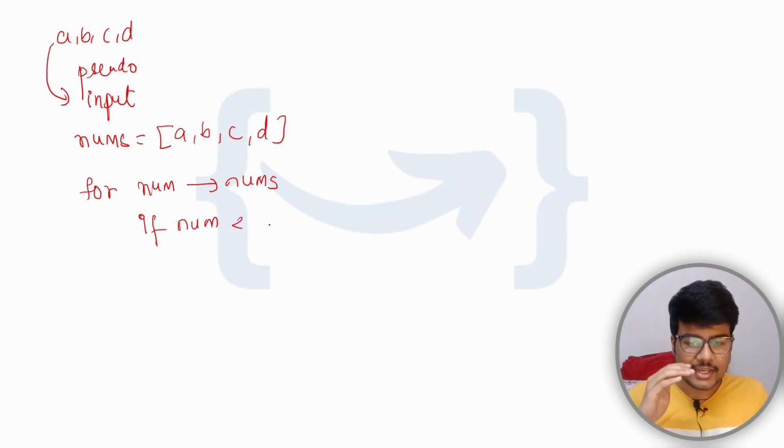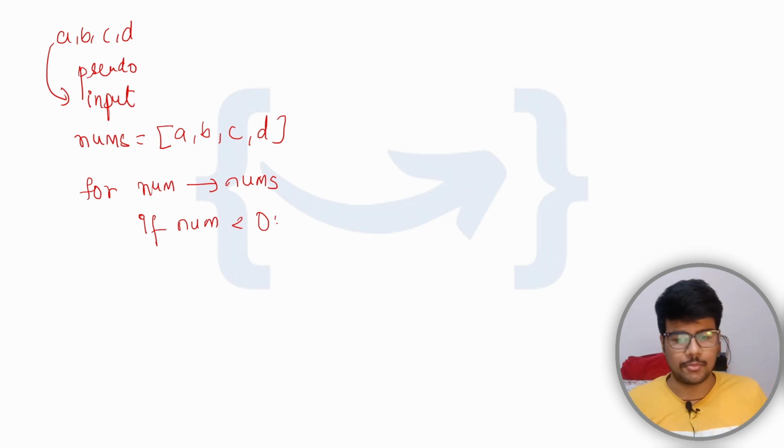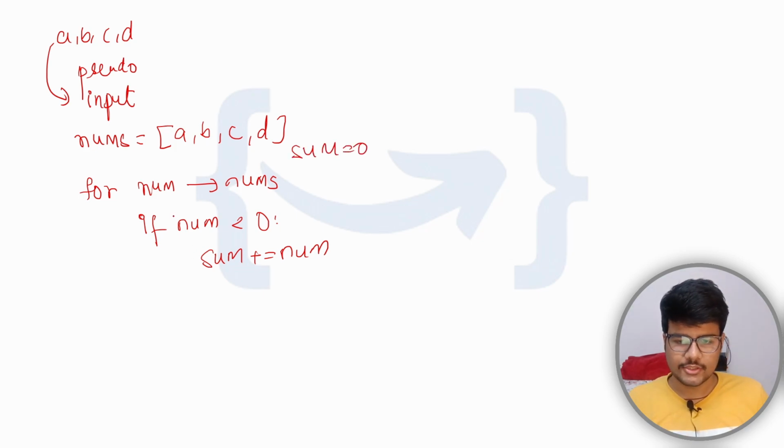Okay, so it would be less than 0, which means the num is a negative number. Then I need to add it to my sum. I need to find the sum, where sum is equivalent to 0. So this loop will do my task, and in the end I will return the sum value or print the sum value.